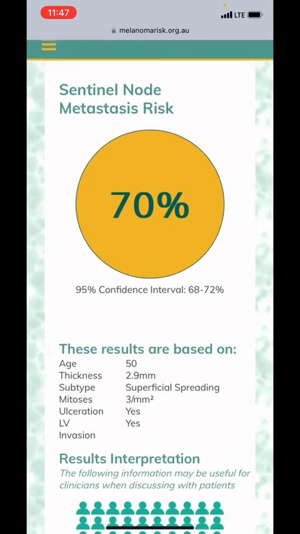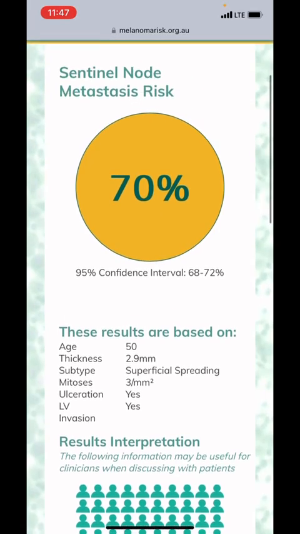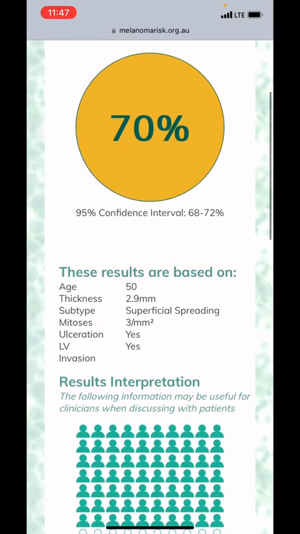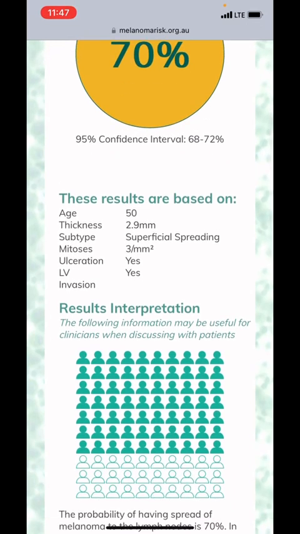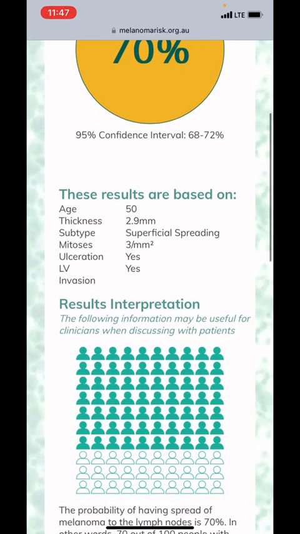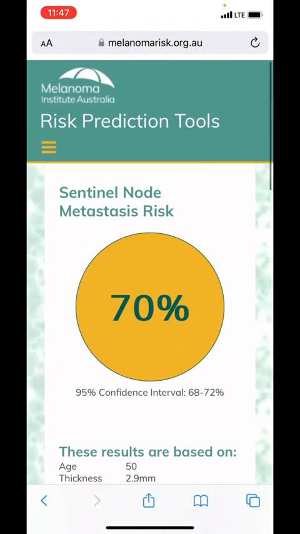So 70% chance based on the characteristics, based on the age, the depth, the mitosis, the lymphovascular invasion, and the ulceration status. If we have 100 people with these characteristics, from the 100 people, 70, we will find melanoma cells when we do the lymph node biopsy, or what we call the sentinel lymph node biopsy. So again, you've got 2 risk prediction tools.